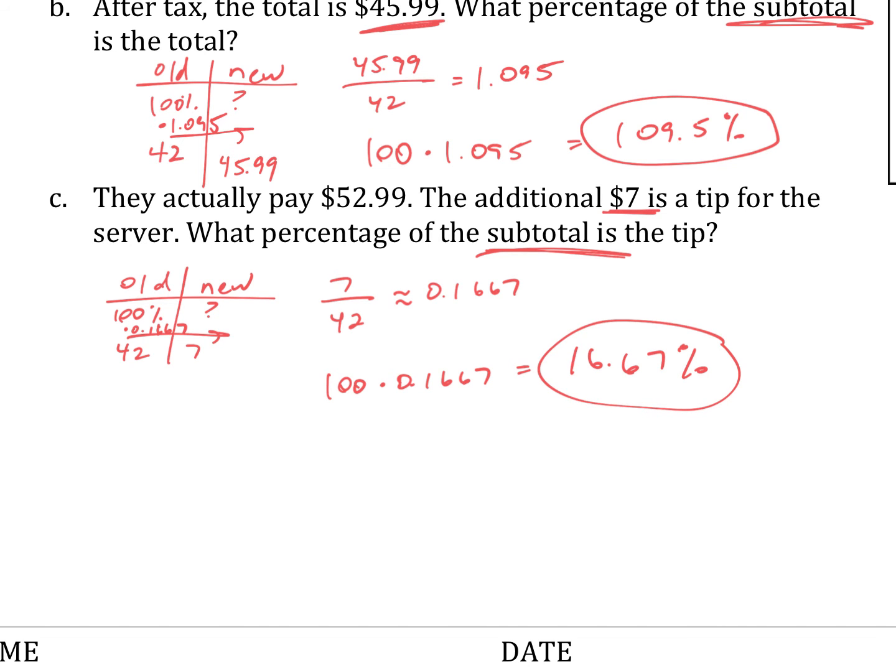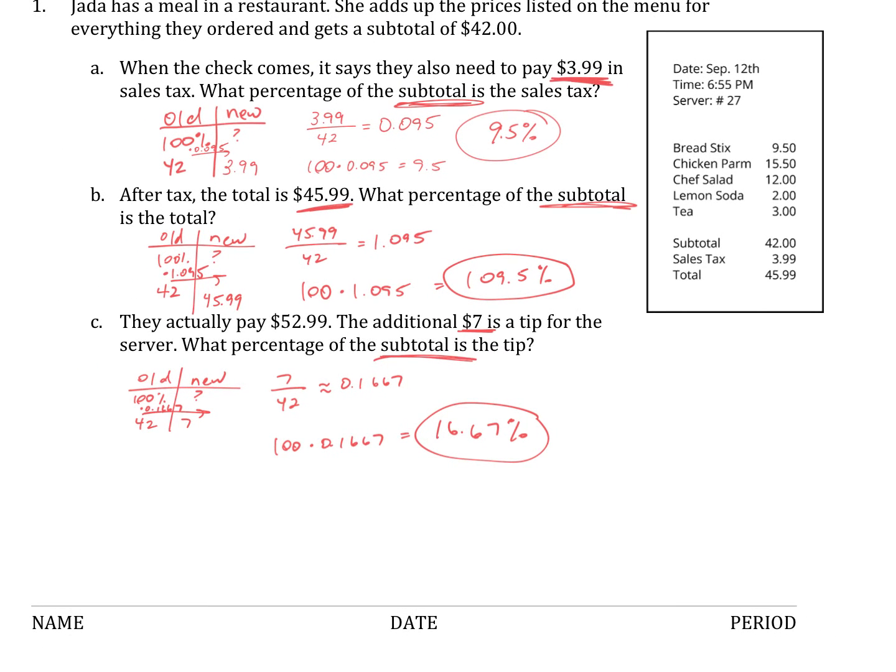You'll find a lot of times when it comes to tipping, you don't use an exact percentage. People will typically just round up to make it easier. So if I was going out to eat, I probably wouldn't have paid $52.99. I probably would have just paid $53. I'm not as concerned about the percentage as I am about just making sure that I give them enough.